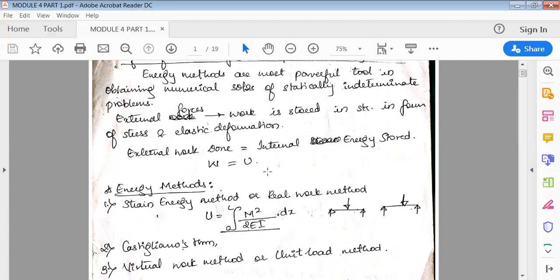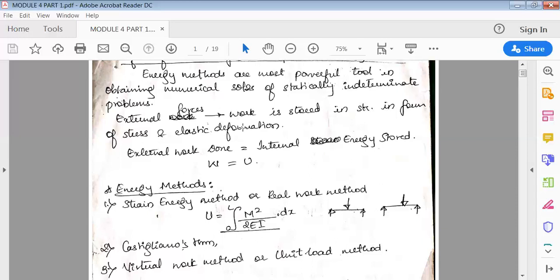In this energy method, the first concept to understand is external forces. External forces are the forces which are acting on the body. So, load is an external force acting on the body. When the load is applied on the structure, it is stored in the structure in the form of stress, strain, and elastic deformation.